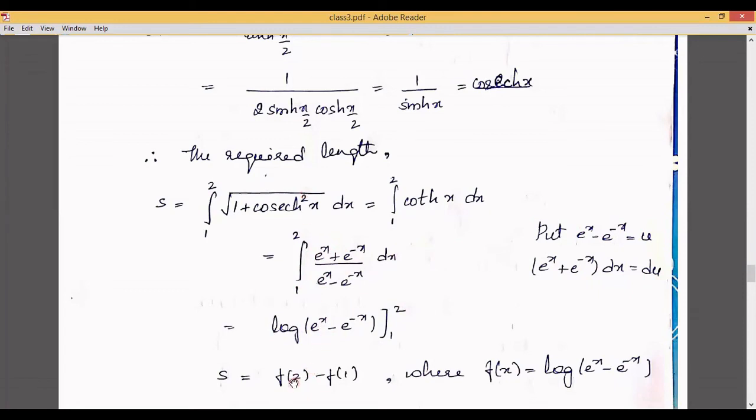Again here also I have written f2 minus f1, where f of x is log of e power x minus e power minus x. Or you can write it as log of e power 2 minus e power minus 2, minus log of e power 1 minus e power minus 1. You can write it like that also.